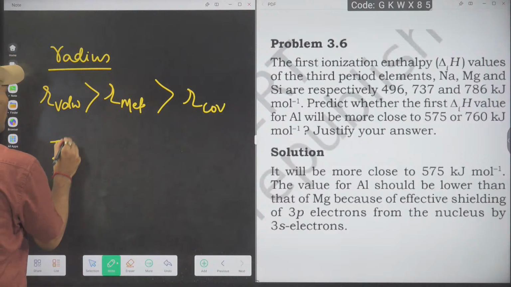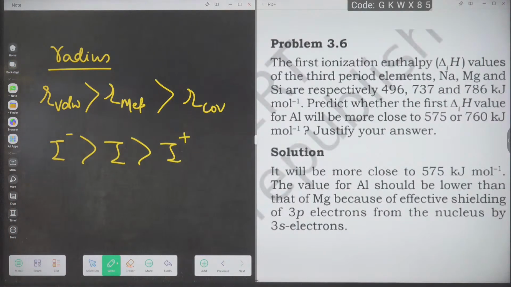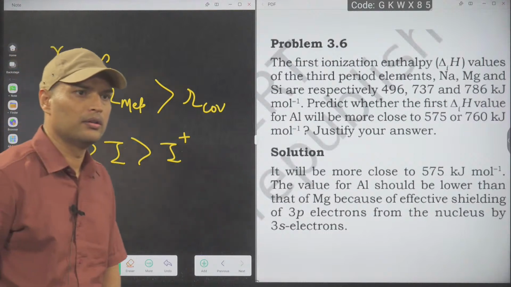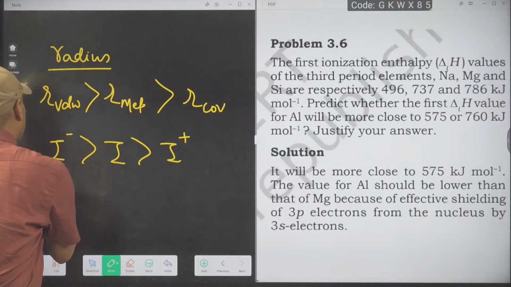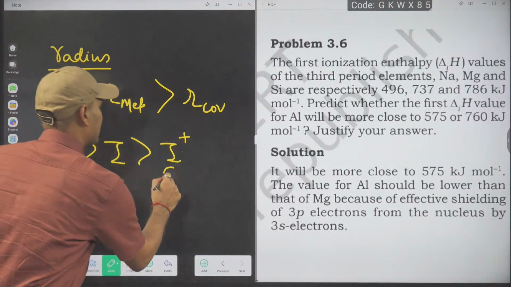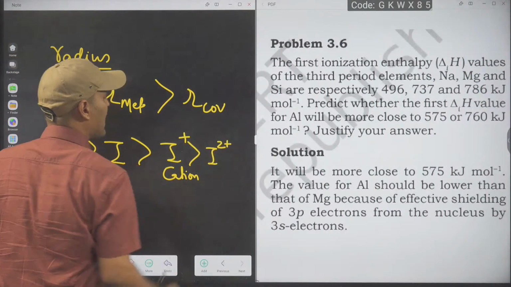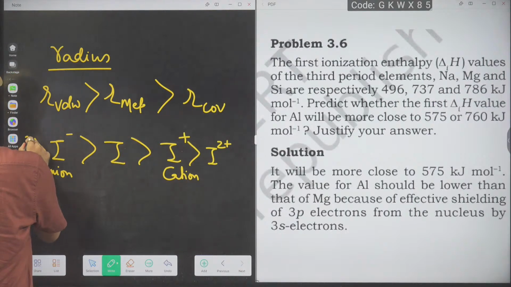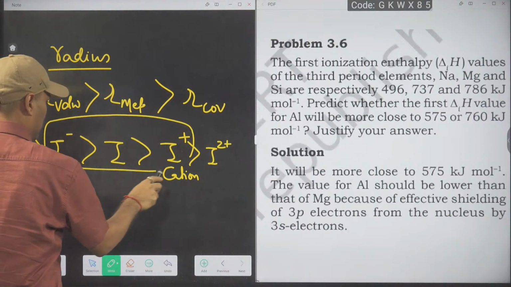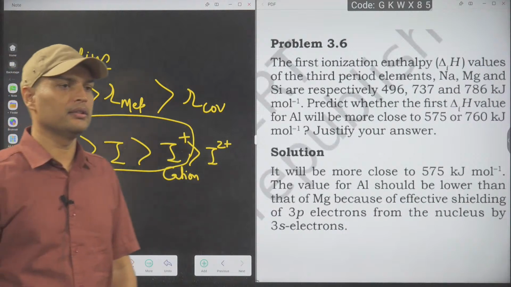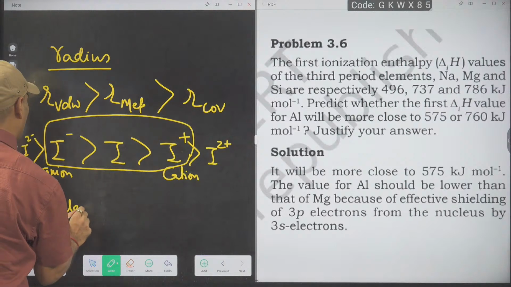Then next point we know. Tell me, what do you conclude from this point? Anions are bigger than parent atom. Cations are smaller than parent atom. If you increase positive charge, size decreases. If you increase negative charge, size increases. So you can remember this: anion, parent atom, cation.